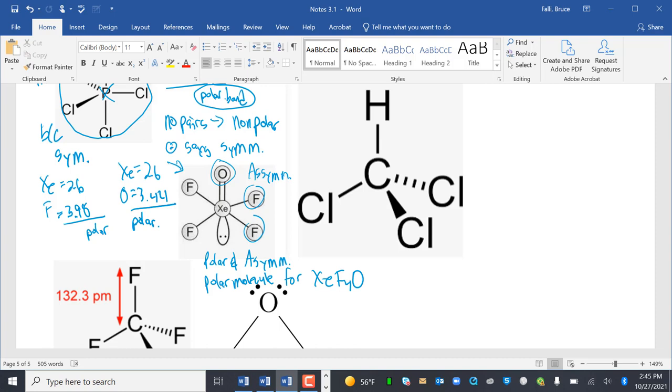Okay. I could also use the asymmetrical test. See that lone pair? Pairs make it polar, right? So there you go.